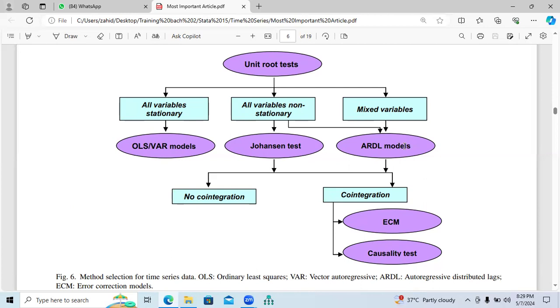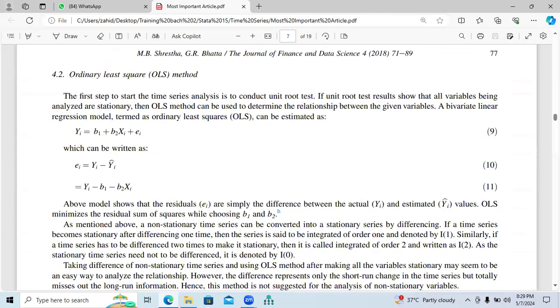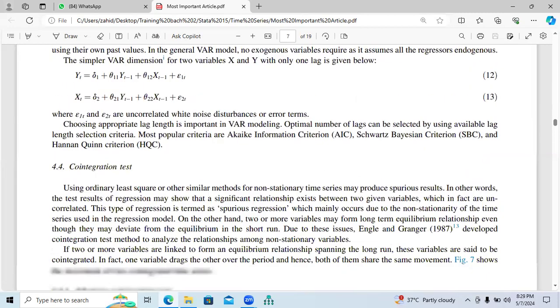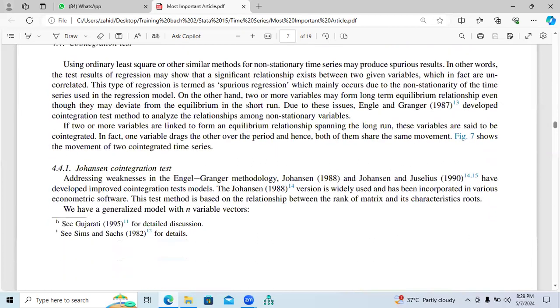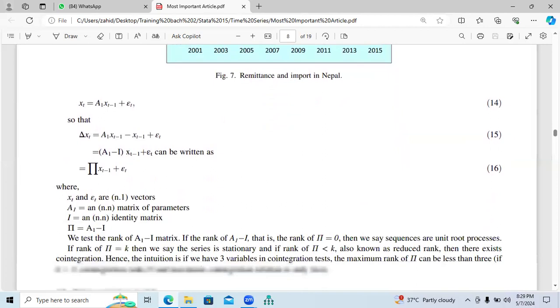And if your model shows mixed stationarity, then you can apply the ARDL model. I will let you know in detail this framework because this is not an easy to understand framework, but I will let you know an easy to understand framework. So here are a lot of things in this paper. Here are a lot of details that is provided with this paper.